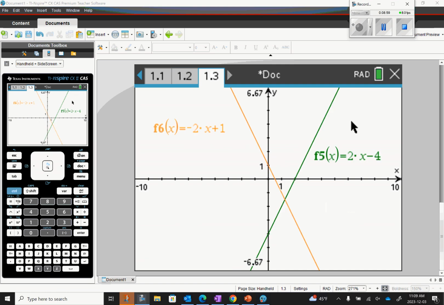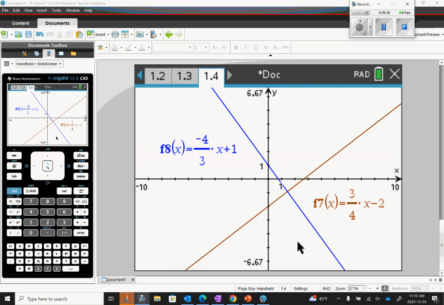Looking at these two lines, here I have y = -2x + 1 is the orange one, and y = 2x - 4 is the green one. Here we have a slope of -2, here we have a slope of +2, and again, hopefully you can see between those, that's not a 90-degree angle.